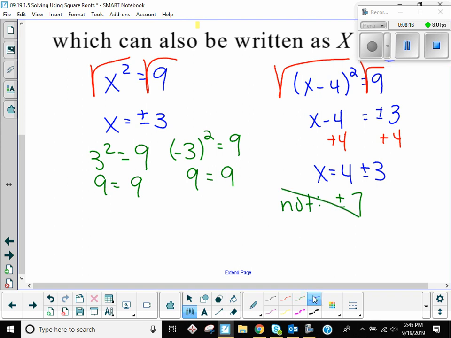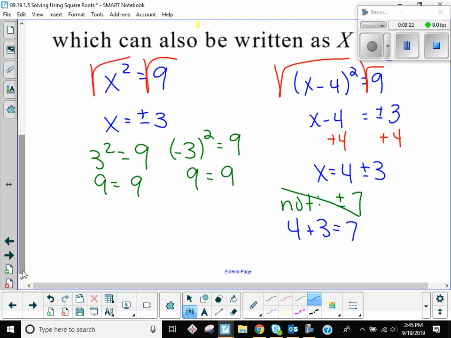It means that I have 4 plus 3, which is 7. But then I also have what? 4 minus 3. And what is that? 1. Okay. So the answers there are 1 and 7, not 7 and negative 7.